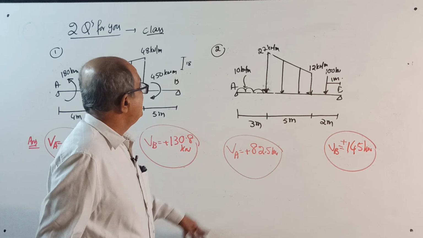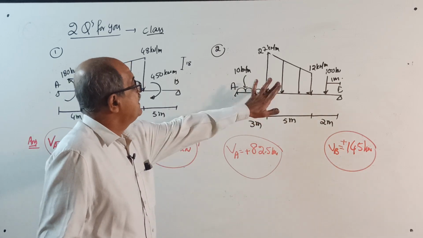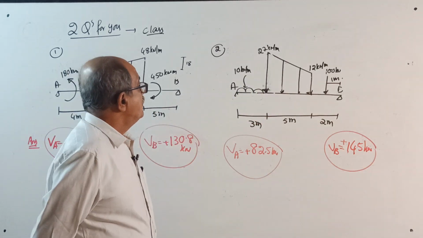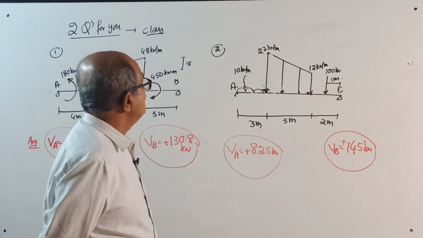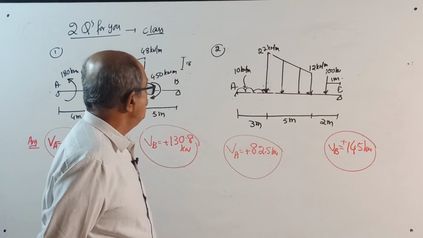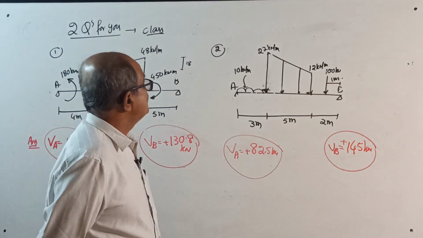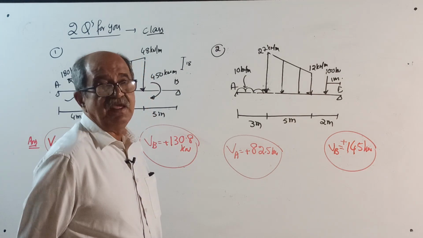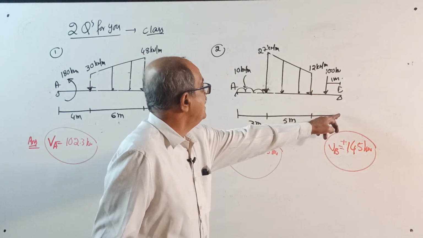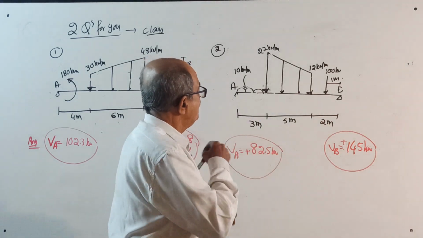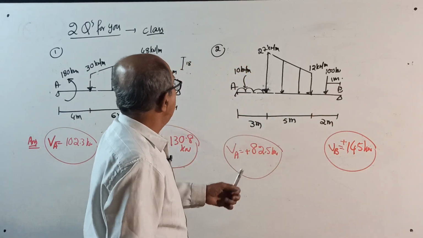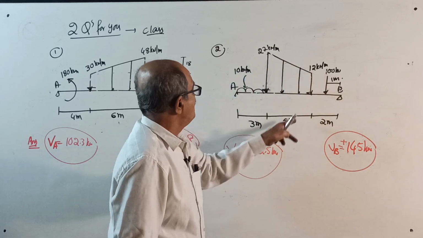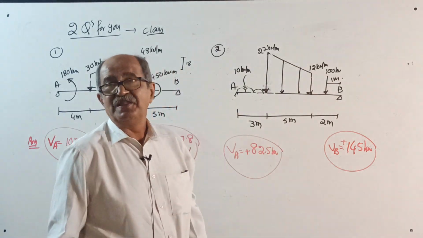Here, take moment about A. First, trapezium as it is. Minus VB into 10 plus 10 into 3 into 3 by 2 plus 100 into 9 plus bracket 27 plus 12 divided by 2 into 5 into bracket 3 plus bracket 27 plus twice of 12 divided by 27 plus 12 into 5 by 3 equal to 0. You get the value of VB. This is VB, not VE. Sigma V 0. VA plus VB minus 10 into 3 minus 100 minus bracket 27 plus 12 divided by 2 into 5 equal to 0. You get the value of VA.